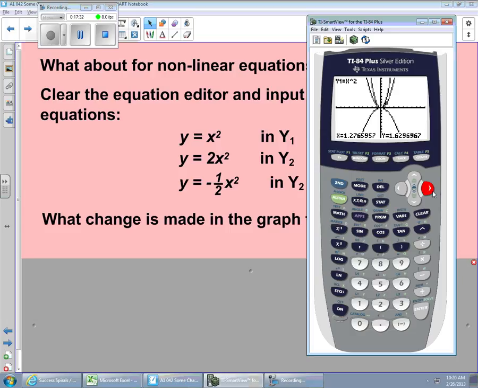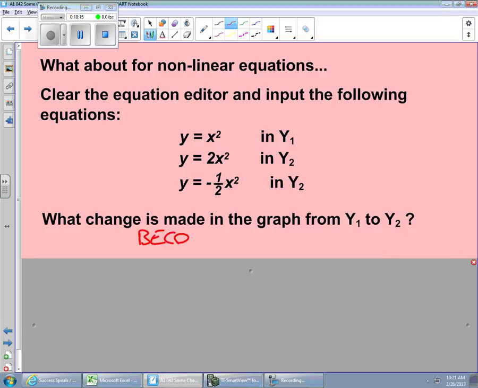As the top of the calculator says, there's y1 and there's y2. So y1 and y2 are the two side by side with each other up there in quadrant 1 and quadrant 2. If you're paying attention, you're going to notice that the y1 equation is wider. So what change is made in the graph from y1 to y2? y2 got skinnier, didn't it? Or as C-scope has a habit of putting it, y2 became more stretched.